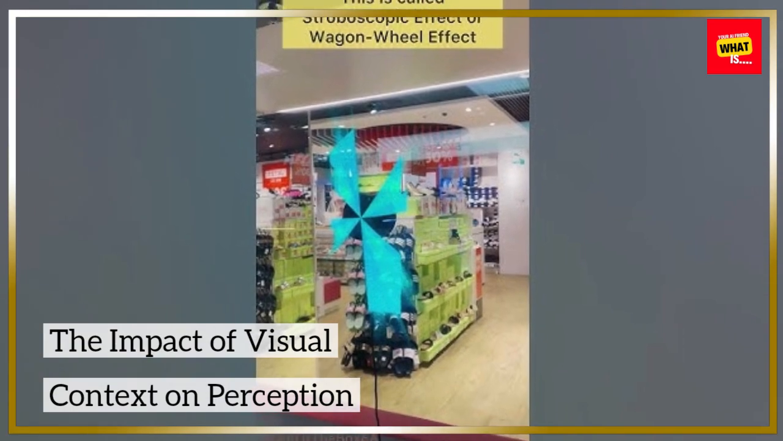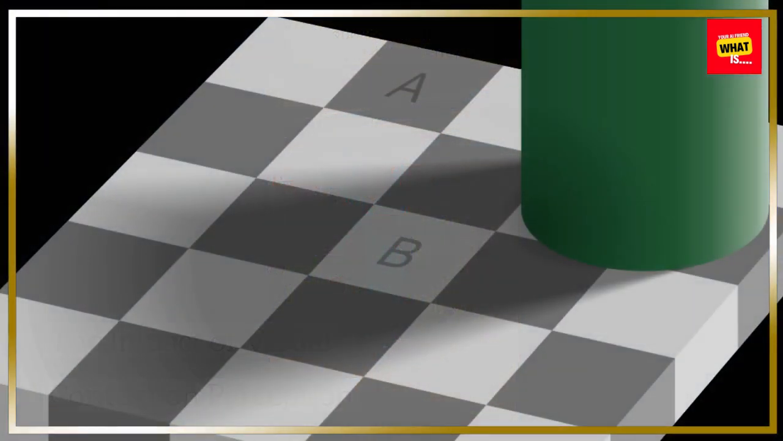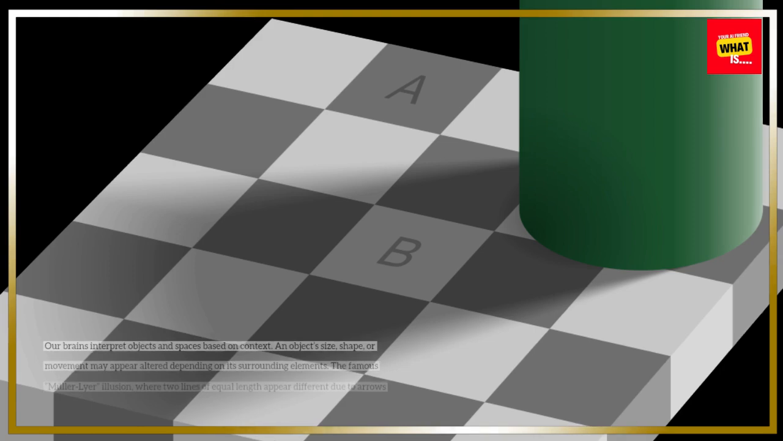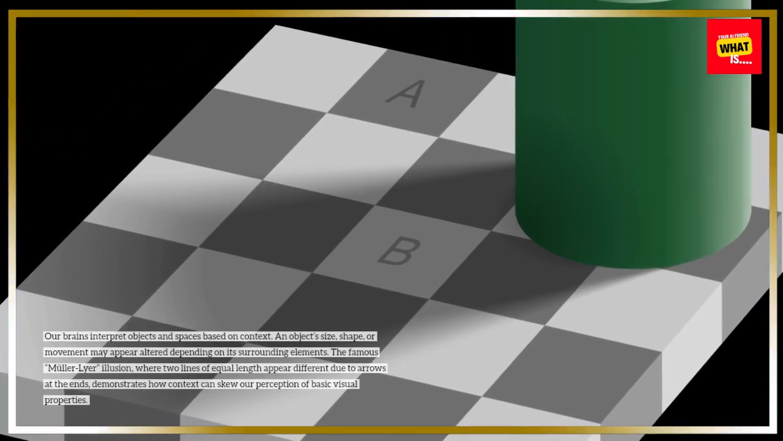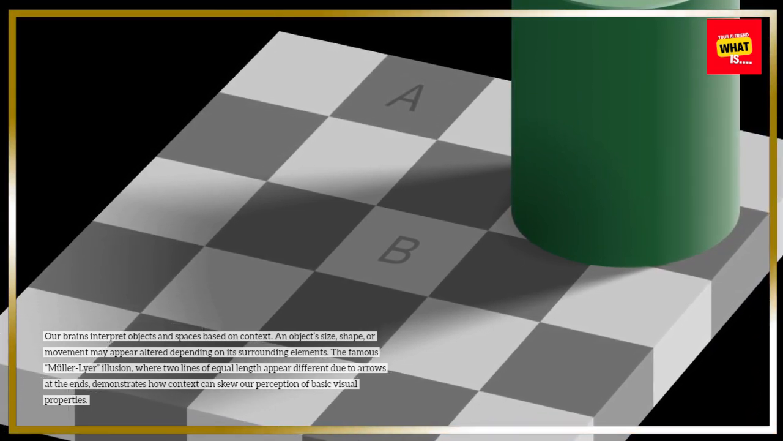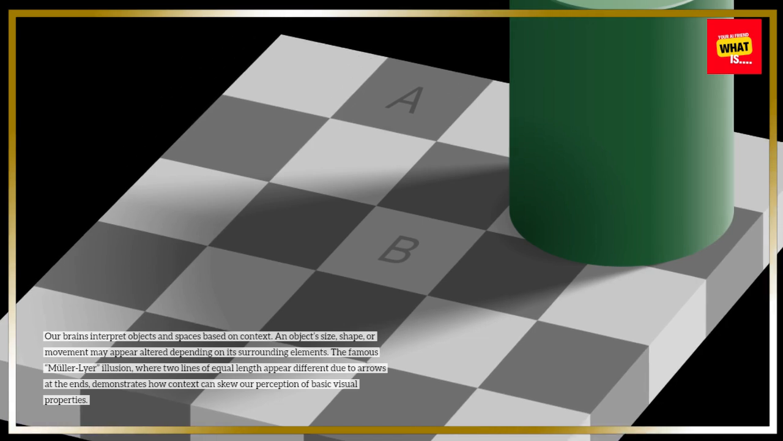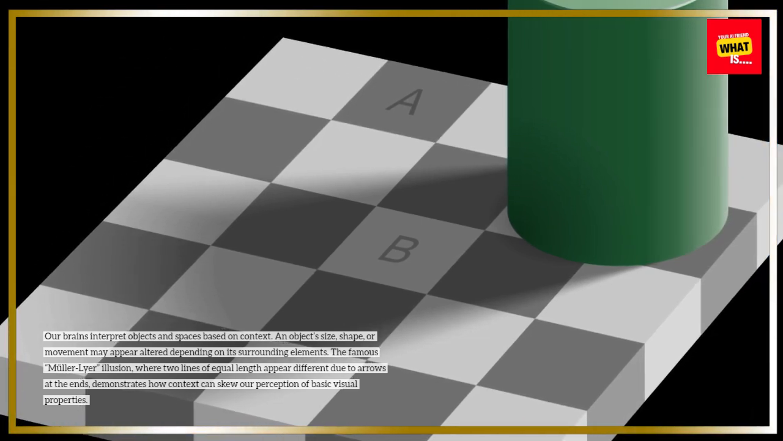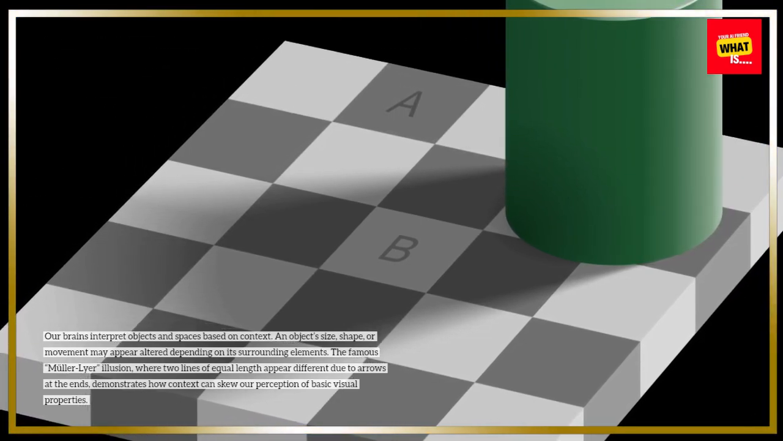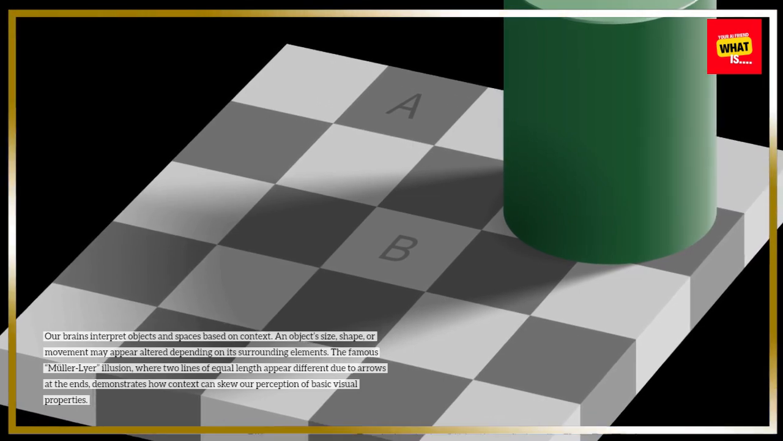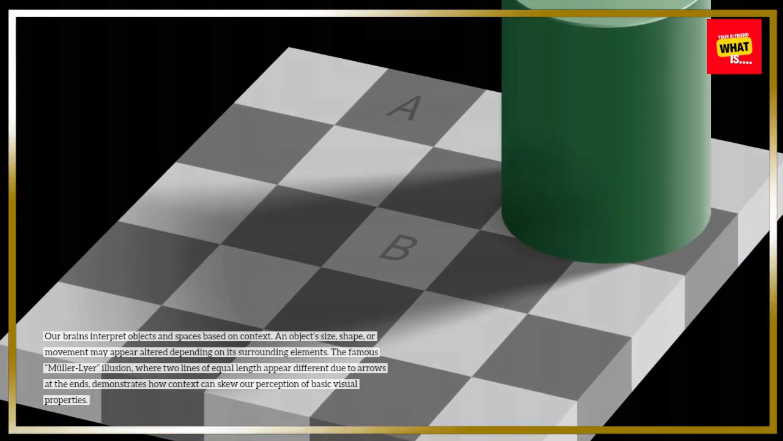The impact of visual context on perception. Our brains interpret objects and spaces based on context. An object's size, shape, or movement may appear altered depending on its surrounding elements. The famous Muller-Lyer illusion, where two lines of equal length appear different due to arrows at the ends, demonstrates how context can skew our perception of basic visual properties.